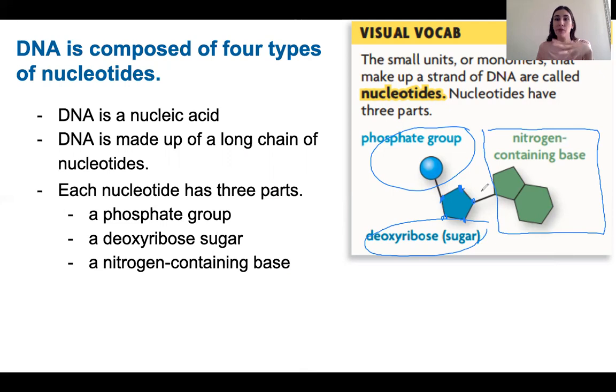Now, you need to be familiar with the basic structure of a nucleotide. You need to know that it has 3 parts. If I gave you a diagram, you should be able to label it. You should know that it has a phosphate group, a specific sugar known as deoxyribose, and that's where the D comes from in DNA. It's because of this specific sugar. And then it has a nitrogen-containing base.